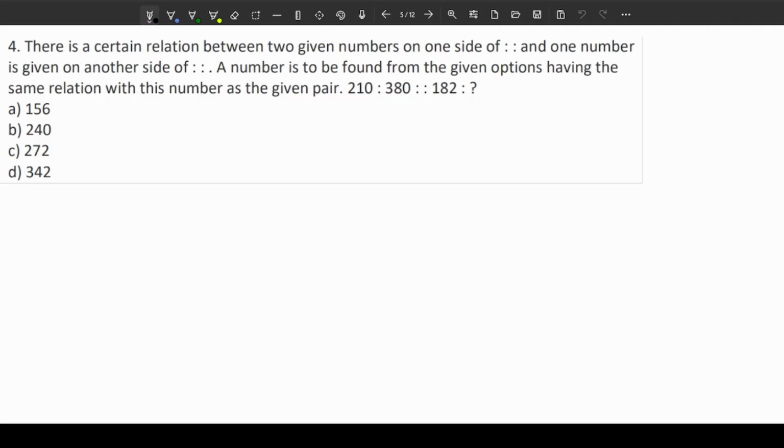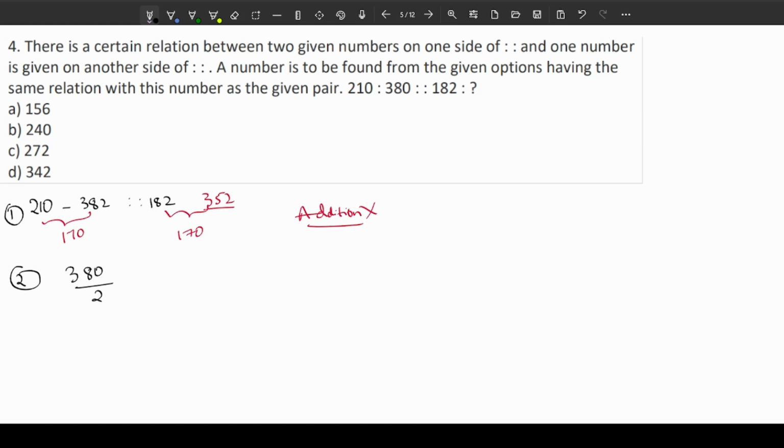Let me make you understand what I'm trying to say. So let's start with the addition. 210 and 380, the difference here is 170. For 182, adding the difference of 170 gives 352, but we don't have that option, hence addition is ruled out. This is step one. Now let's try some ratio. What if 380 by 210 is a clean multiple and we can get an answer? But 380 by 210 is somewhere around 1.81, which is not a clean multiple, hence ratio is also ruled out. Let's see if factorization is possible.